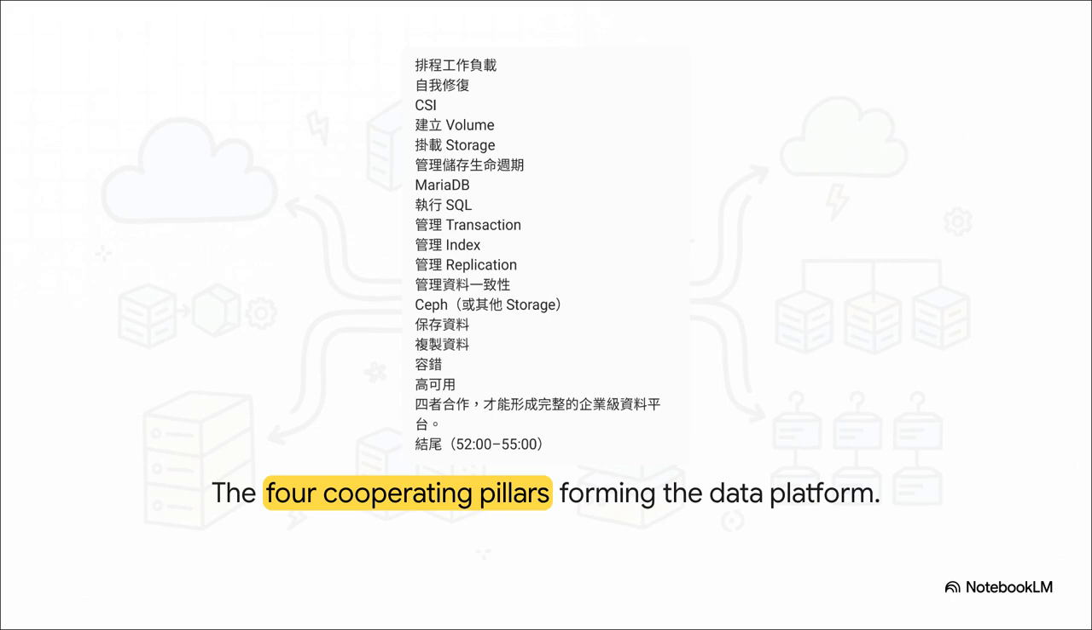So, a true enterprise-grade data platform isn't just one magic piece of software. It's the harmony of these 4 distinct cooperating pillars. Each piece is doing exactly what it was built to do, and nothing else. And by separating these duties, we end up with an almost entirely unbreakable system.